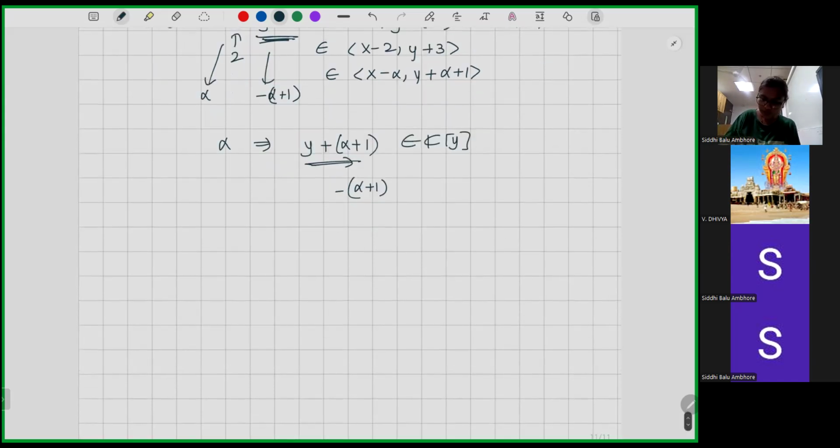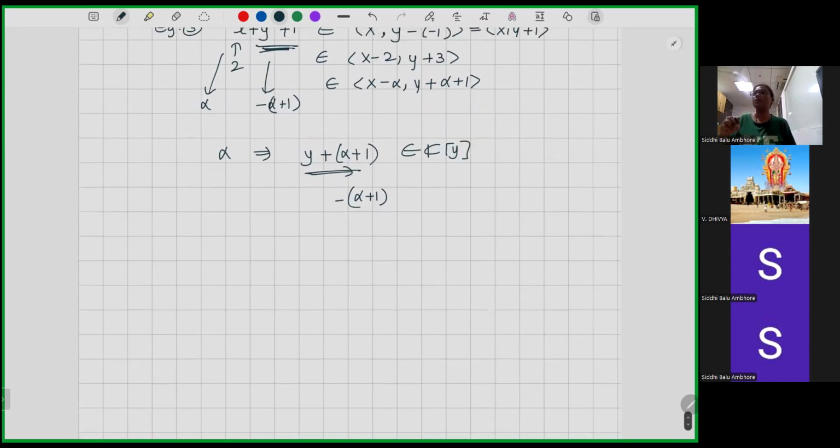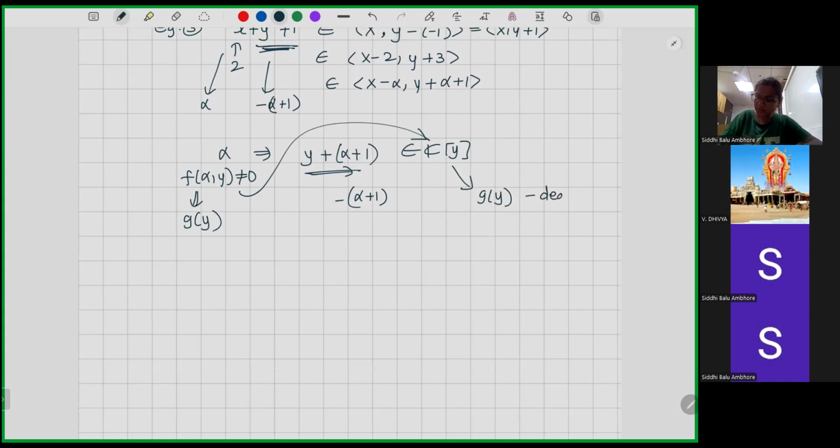So that's what I will do here. Whenever I have this alpha such that f of alpha comma y is non-zero, I will get this polynomial in Cy, and this polynomial will have some zeros. If I call this new polynomial g of y, and the degree of g is d, then I will get at least one, or at least d many, such elements which will satisfy this g.